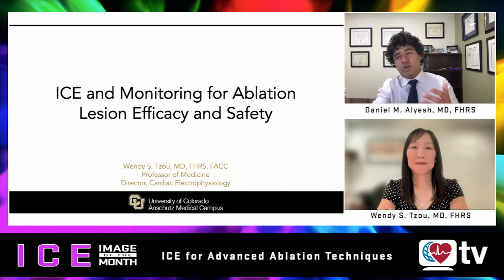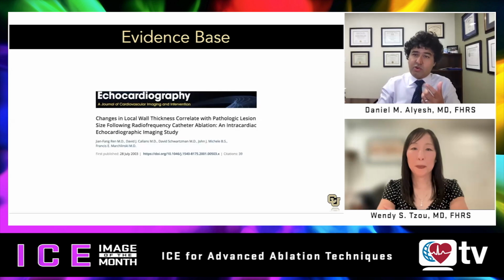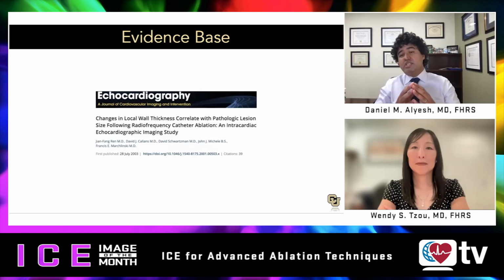So without further ado, we'll go to our first slide here. And it comes from the Penn Group. This is a paper published in Echocardiography, going over a swine model, 31 lesions, where they looked at lesion changes on ICE, the edema that forms, the echo density, and the correlation histologically with the size of ablation lesions. And I think they very, very adeptly pointed out that these ICE changes do correlate with lesion size.